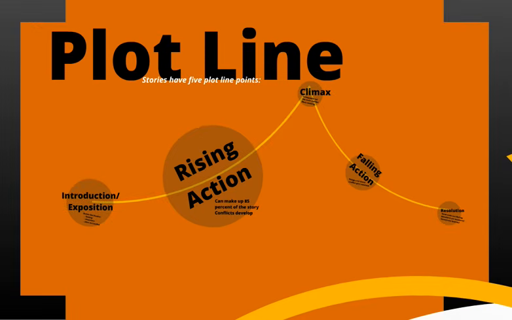So let's take a look at the plot line, zoomed out a little bit. Rising action there takes up the largest part of the story. Climax, resolution, those are usually the smallest points as far as how much of the story they actually take up.